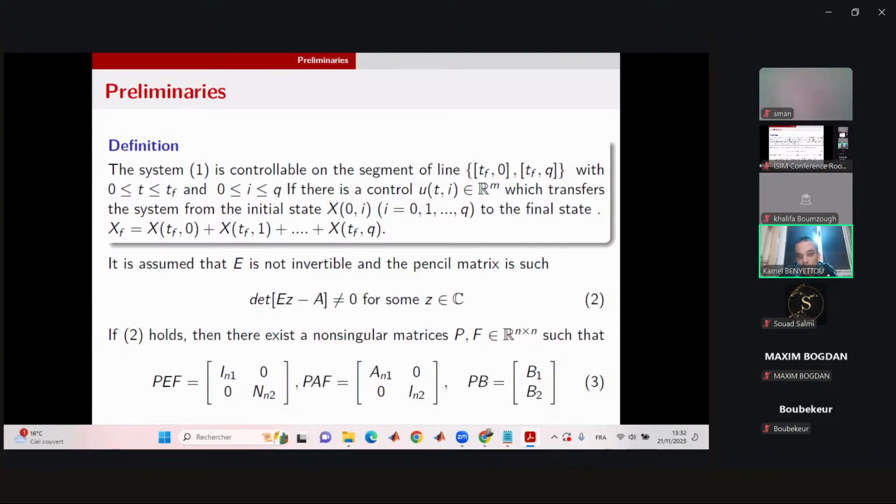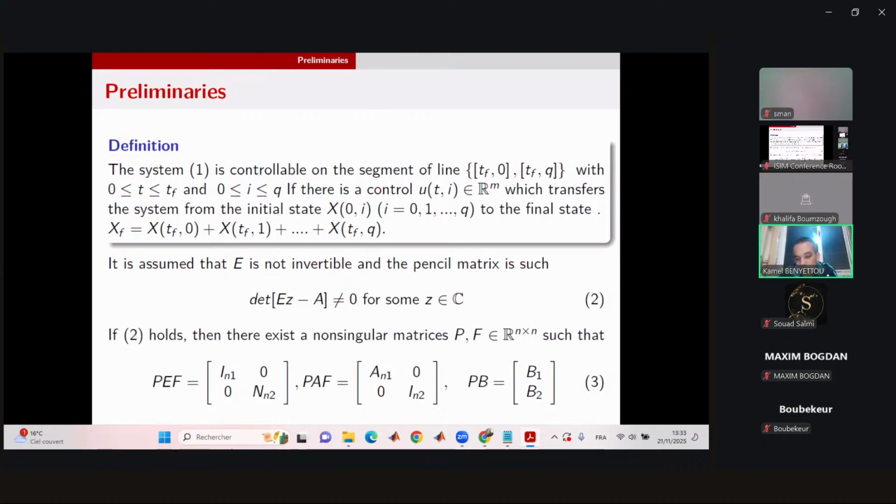Our technique is based on the Kronecker-Weierstrass decomposition. For this, we must assume that E is not an invertible matrix, which means the determinant of the pencil Ez minus A is different from 0 for some z in C. If this condition holds, then there exist two invertible matrices P and Q according to this decomposition. This decomposition is called the Kronecker-Weierstrass decomposition.